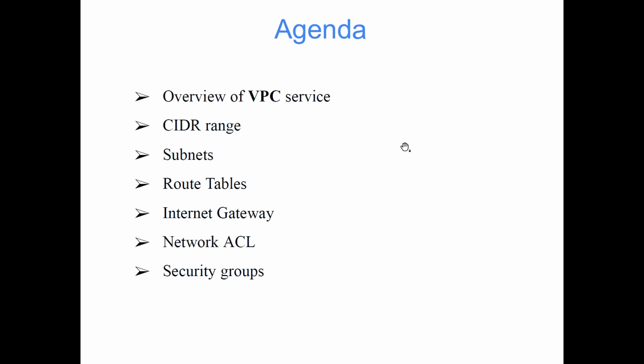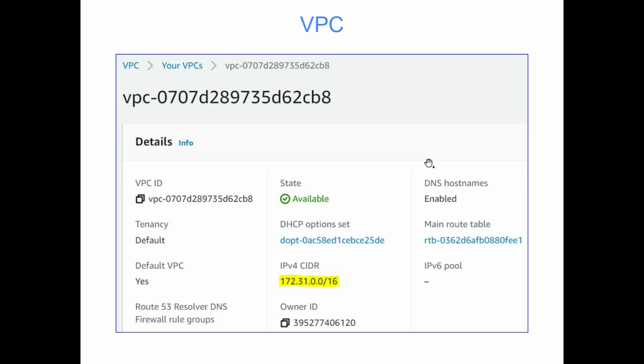Okay, so let's start with VPC. As we discussed a little bit in our previous classes as well, whenever we create our AWS account, whether it's a trial account or a full account, AWS will grant you one range of IP addresses. That range is known as VPC. And how to check it?